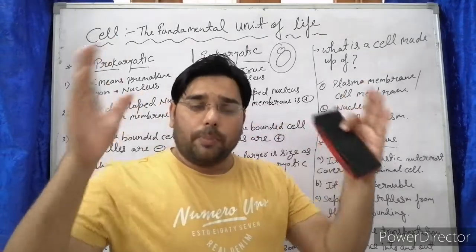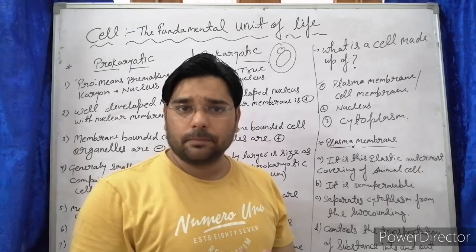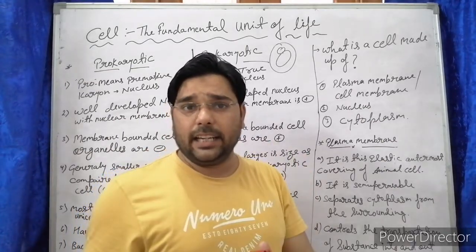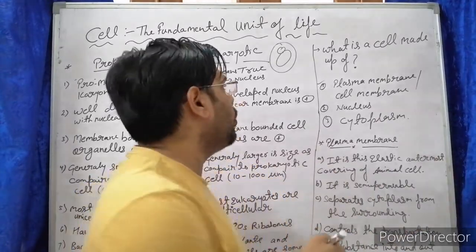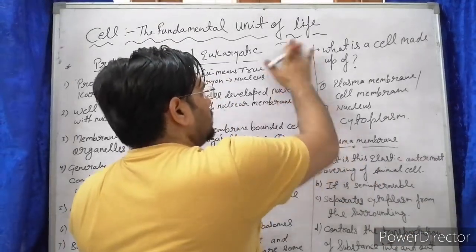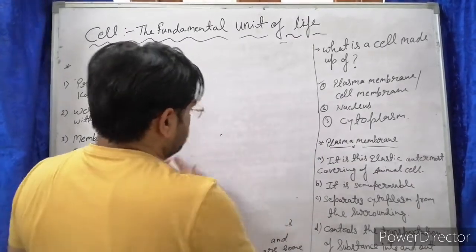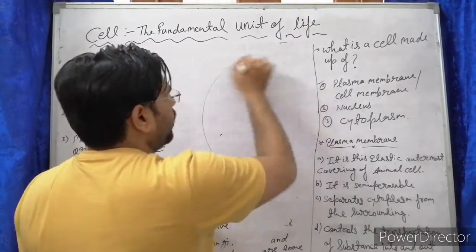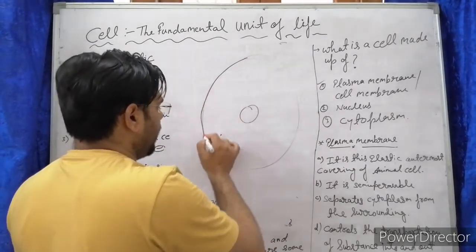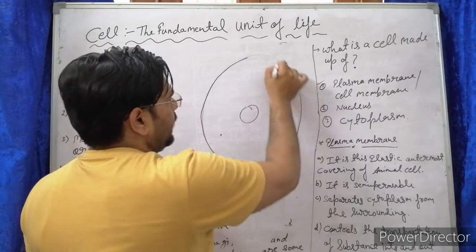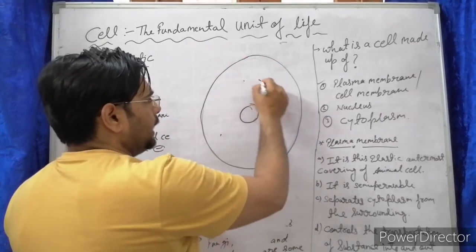So plasma membrane is the outermost covering of animal cell. It is thin and elastic. It separates the cytoplasm from the surrounding. Suppose this is a cell, and this is nucleus. This is a rough diagram, student. We have to discuss the very good diagram in next session. So this is nucleus and this is cytoplasm.